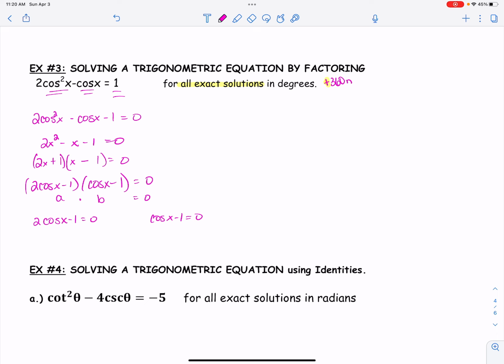I'll solve both of those equations. Subtract 1, divide by 2. I'm sorry, add 1, divide by 2. And so I'm looking for where the cosine x equals 1/2. I'm going to go ahead and solve this one at the same time. All I have to do is add 1 over. So those are my two solutions. Where does the cosine of x, what's the x value, the angle value that would give me a cosine of 1/2?